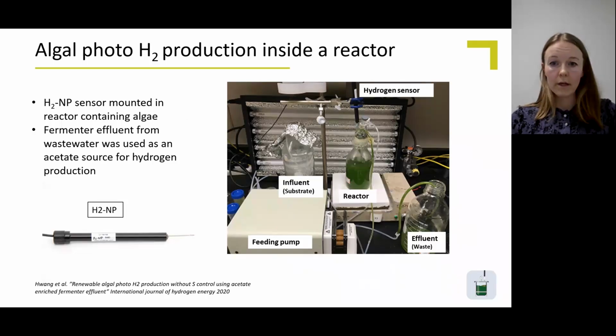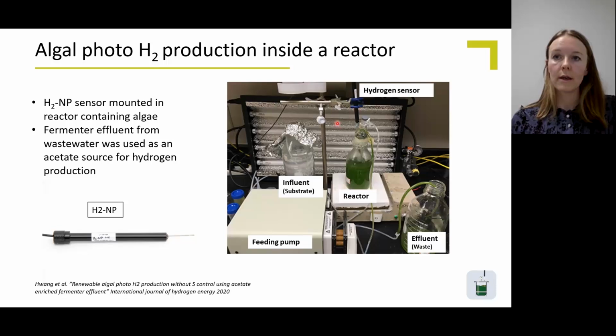Here is another study looking at hydrogen production, and this time from algae. In this study, the sensors showed continuous hydrogen production using acetate-enriched wastewater. And the hydrogen sensor here was mounted in their own reactors. So they used the hydrogen sensor mounted in a needle for piercing. So they pierced a thin rubber septum here on top of the reactor, and they could then measure the real-time hydrogen production.